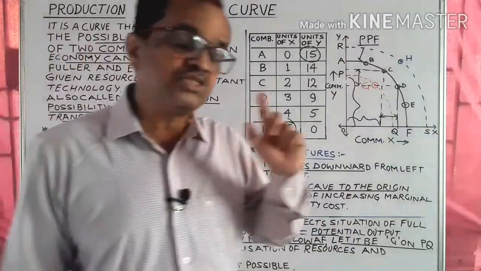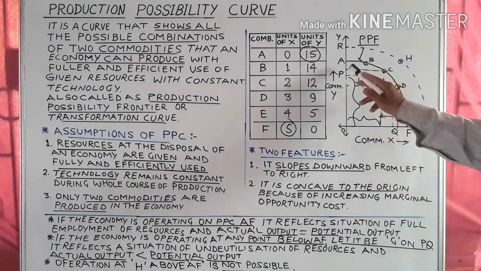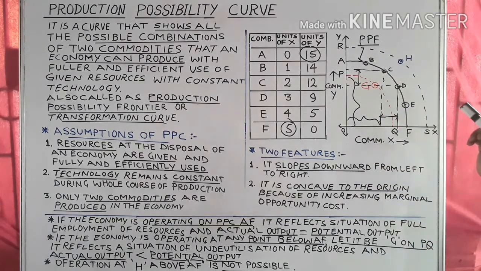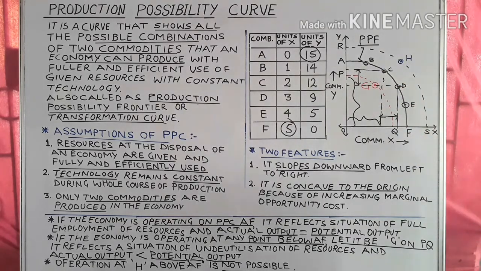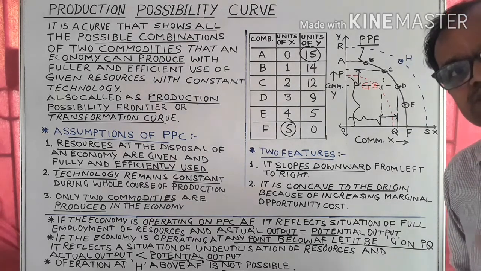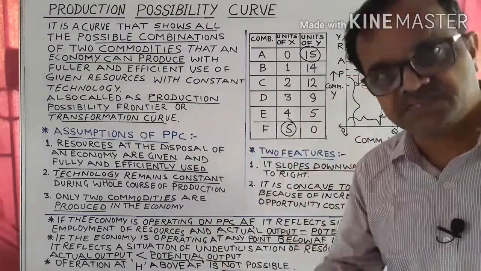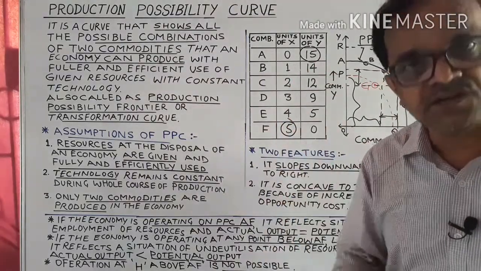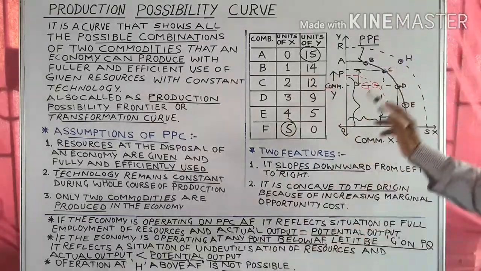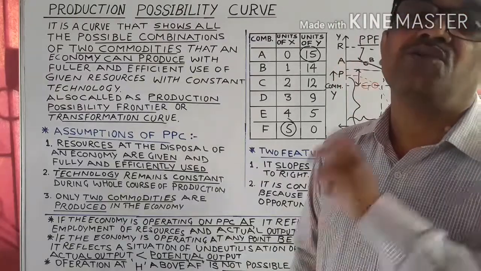Now there are three situations. Number one, if the economy is operating on this PPC, that is AF, it simply reflects a situation of full employment of resources, and it also means that the economy is at its maximum productive capacity. It means that the actual output of the economy is equal to the potential output of that economy.